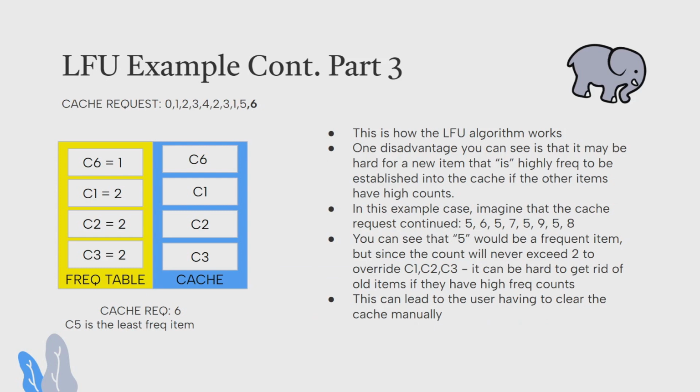So at the end you can see that when you do the 5th request and the 6th request, it removes C5 and then puts C6. So this is how the LFU algorithm works. And with this example, you can see the disadvantage, which is that high frequency items that were older tend to have a high count, so you can't remove them. So let's just say that the cache request extended to 5, 6, 5, 7, 5, 9, 5, 8. We will be able to see that 5 is the high frequency item, but since the count will never exceed 2, it can't override the cache.